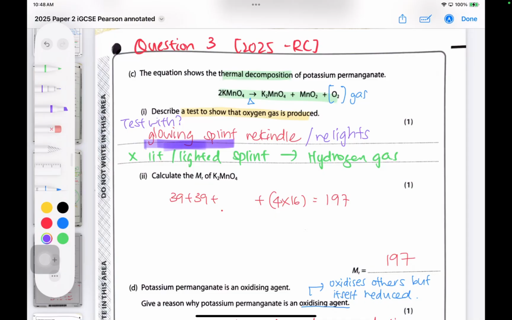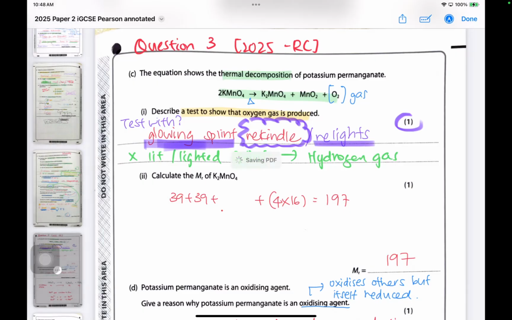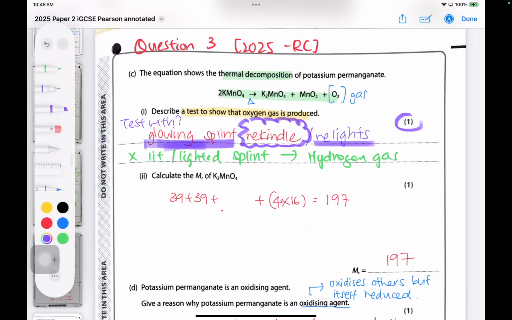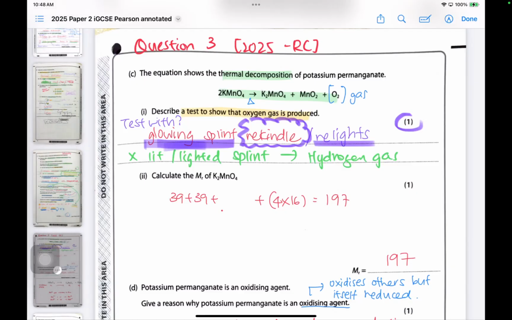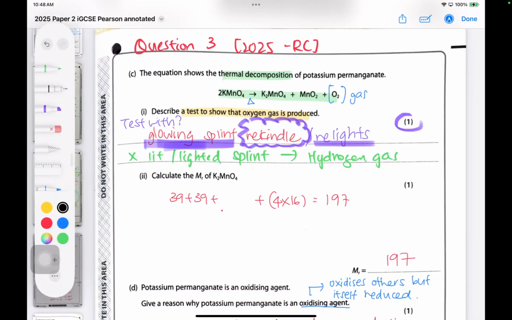Okay, but again, because it's only 1 mark, so you won't get full marks here. So then what will happen to the glowing splint when you test it with it? It will start to rekindle, or another word that you can use as an alternative would be relight. So at first there would be just a glow at the end of it. If I can just draw out for you. Okay, so it's just a little bit of glow here, but once there's oxygen present, it will start to light up again. Okay, so that's what we meant by rekindle.